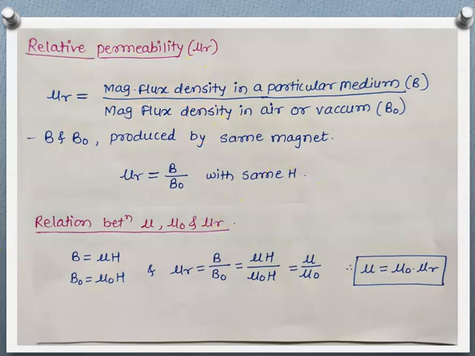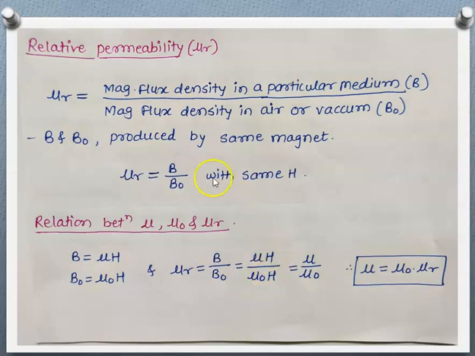Now, what is the relation between mu naught and mu r, where mu is the absolute permeability, mu naught is the permeability of free space or vacuum, and mu r is called relative permeability? Let's derive it. We have this equation B is equal to mu H in case of a magnet placed in a particular medium other than air or vacuum, and we have this equation B naught equals mu naught into H when the magnet is placed in free space or air. Let's divide this equation by this equation. We get B upon B naught is equal to mu H divided by mu naught H.